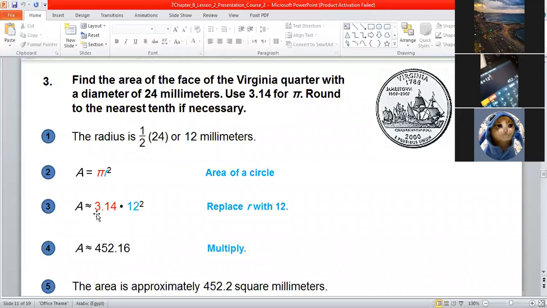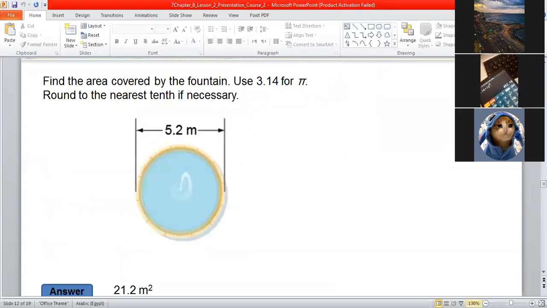It's equal to 452.16, which rounds to 452.2. I cancel the 6 and add 1, so it equals 452.2. Excellent, Muhammad. So the answer here is 452.2 square millimeters. Okay. Look with me at this example.